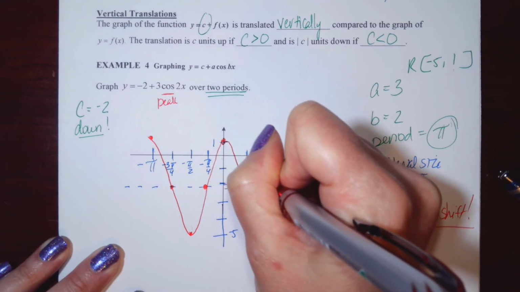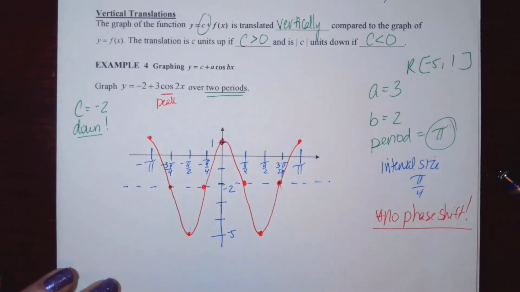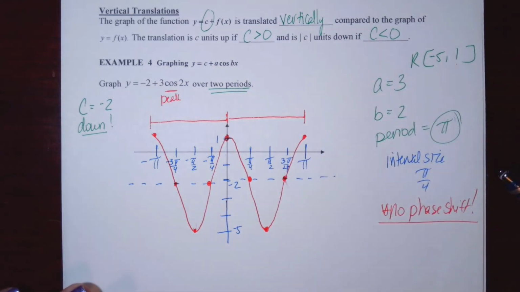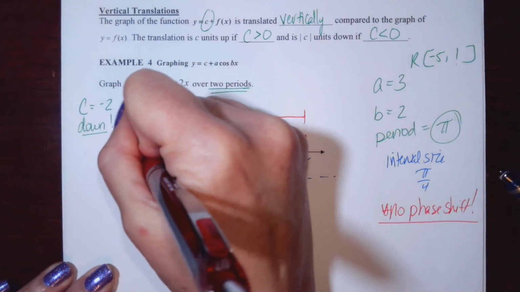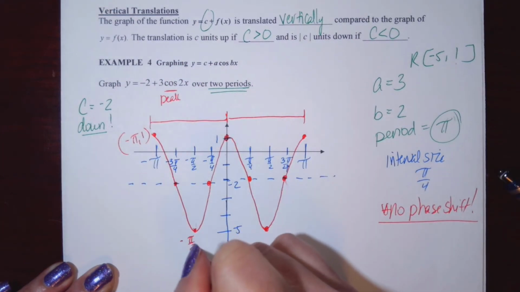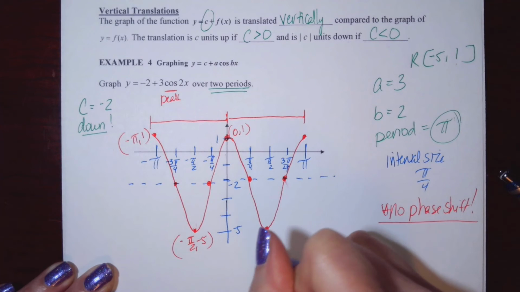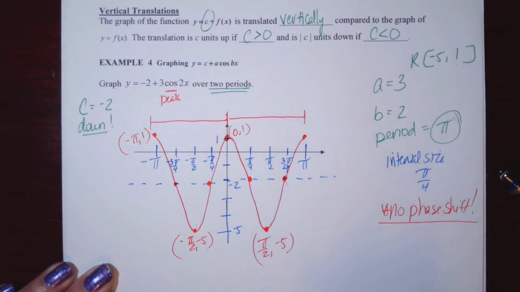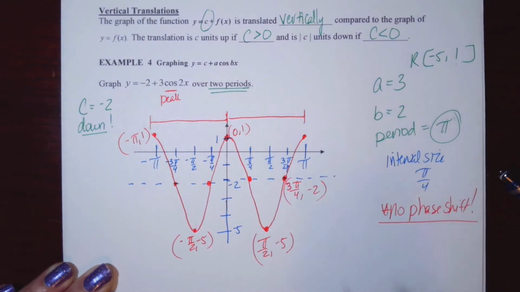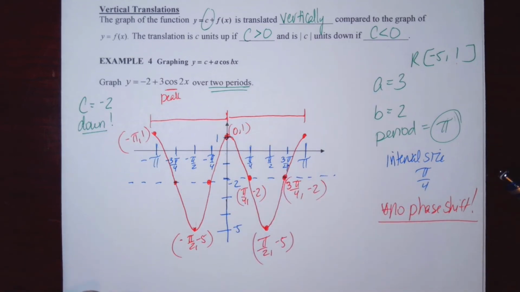It has a horizontal compression and a vertical stretch. We've got one period here and one period there. We've got a peak at negative pi, 1. We've got a trough at negative pi half, negative 5. We've got a peak at 0, 1, a trough at positive pi half, negative 5. We've got a center here at 3 pi fourths, negative 2. We've got a center here at pi fourth, negative 2, etc., etc.